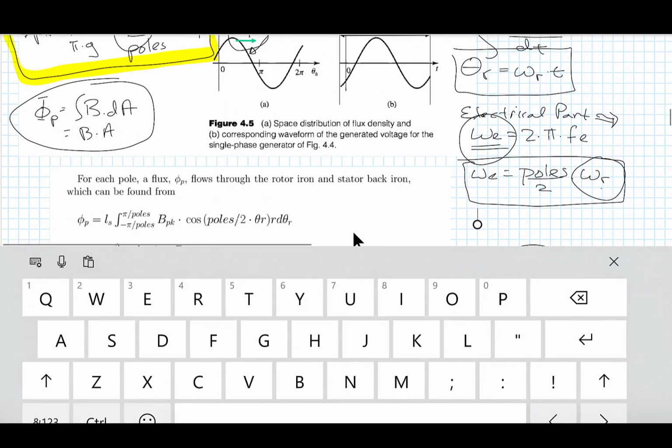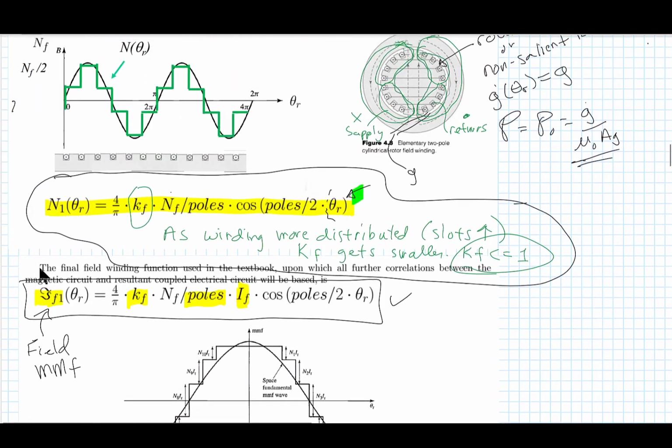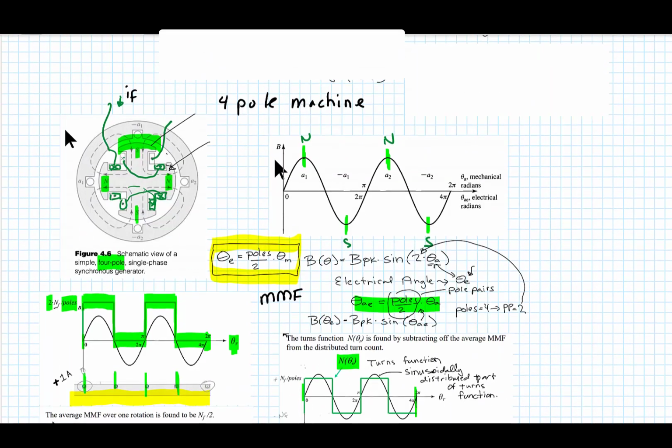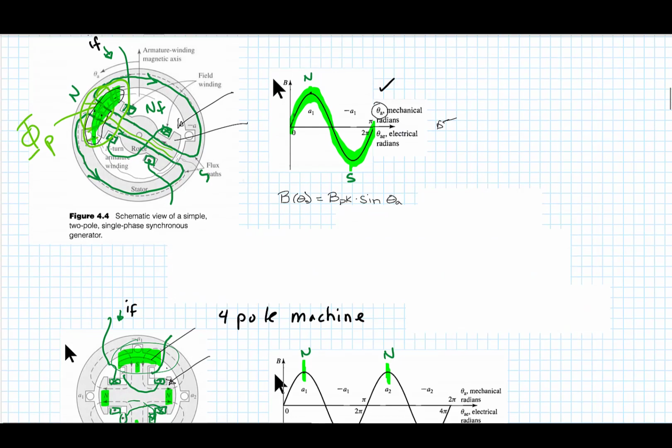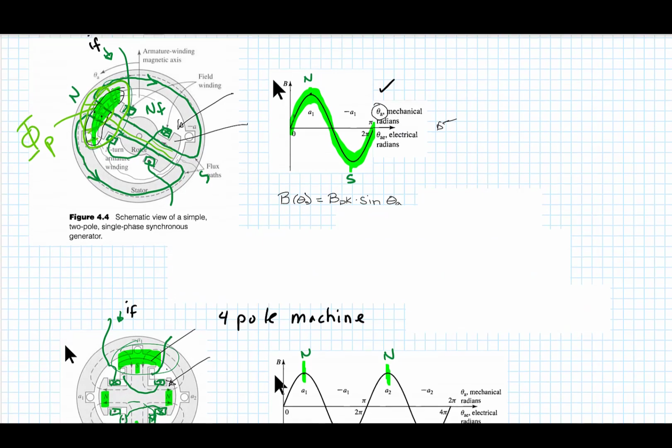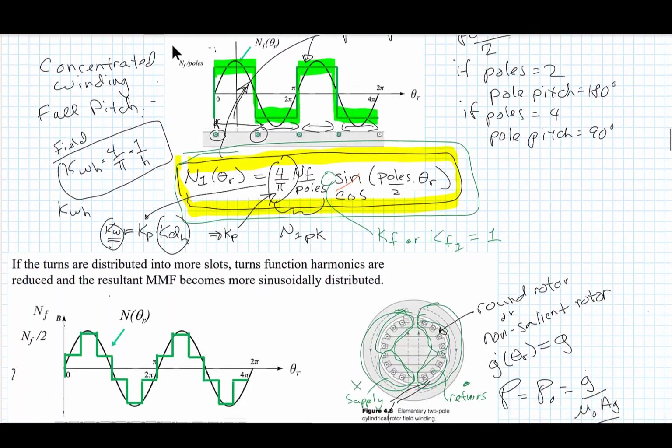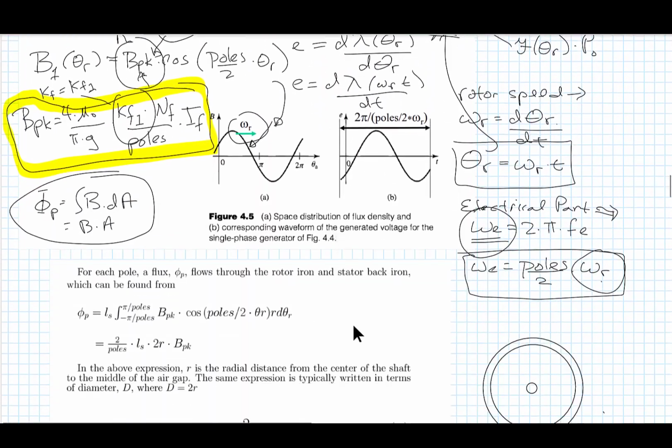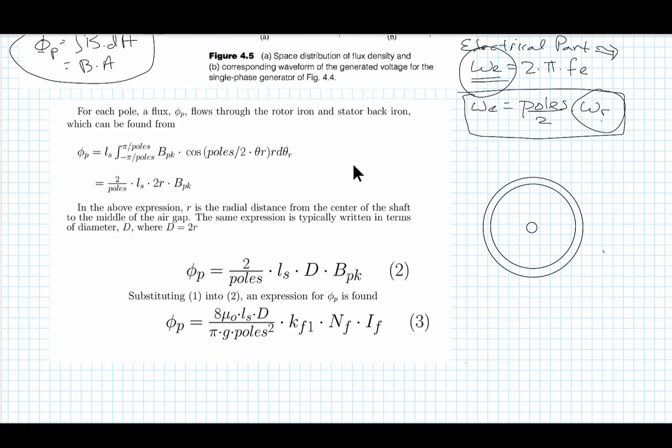Again, what are we really doing? We're going to be performing an integration over this area here or this area here to find that number. And we're integrating over one pole pitch. So remember that we defined the pole pitch as being equal to 180 degrees over pole pairs, or pi over poles over 2.